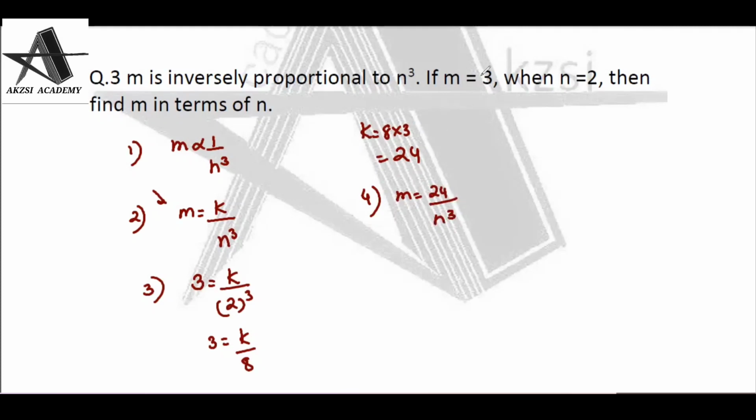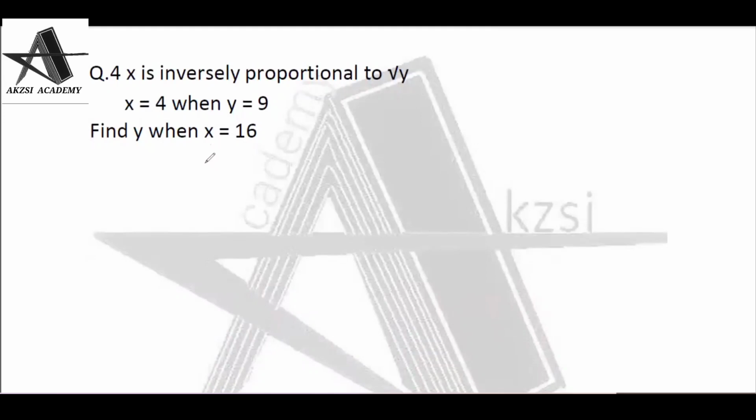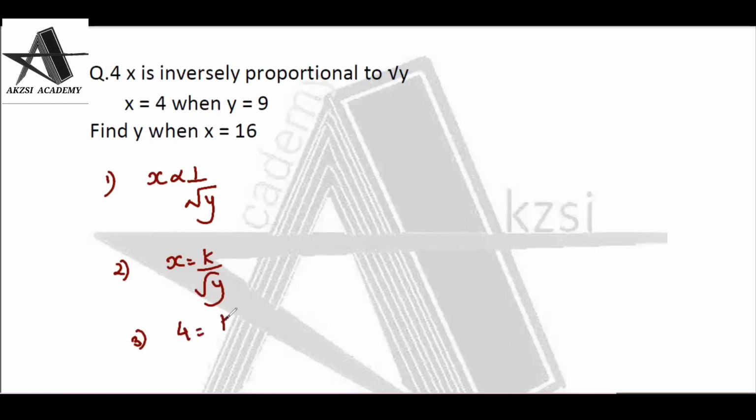Now let me move on to the next one. x is inversely proportional to root of y. So first step is definitely write the proportionality, inversely proportional to root y. Second is introduce a constant. So x equals k by root y. Third is put the value of x and y to calculate the value of k. So in place of x, I'll write 4. And in place of y, I'll write 9. So root 9 is 3. 4 equals k by 3. And k equals 12.